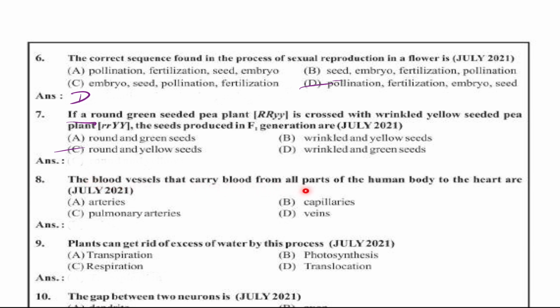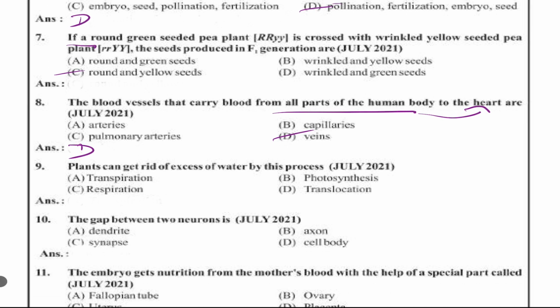Coming to the next question, the blood vessels that carry blood from all parts of the human body to the heart are veins. It is again a direct question. Hence, the correct option for the eighth question is option D. Veins carry the blood from all parts of the human body to the heart.